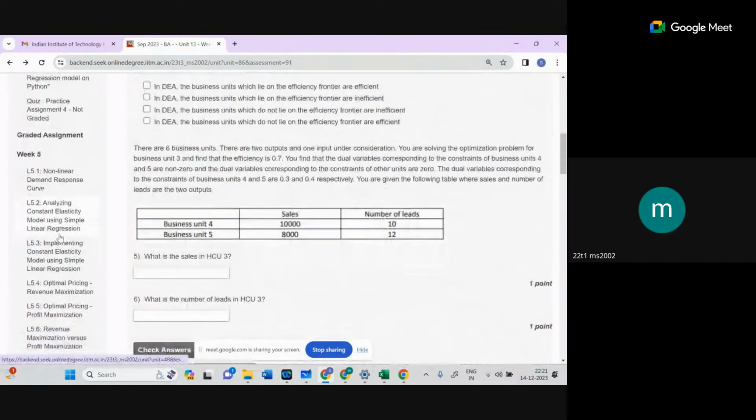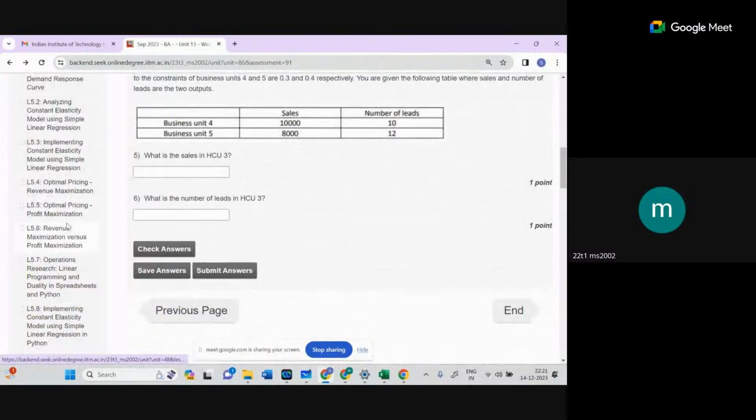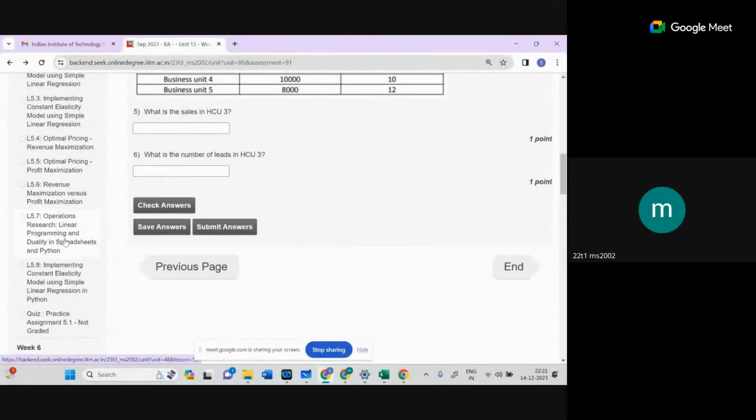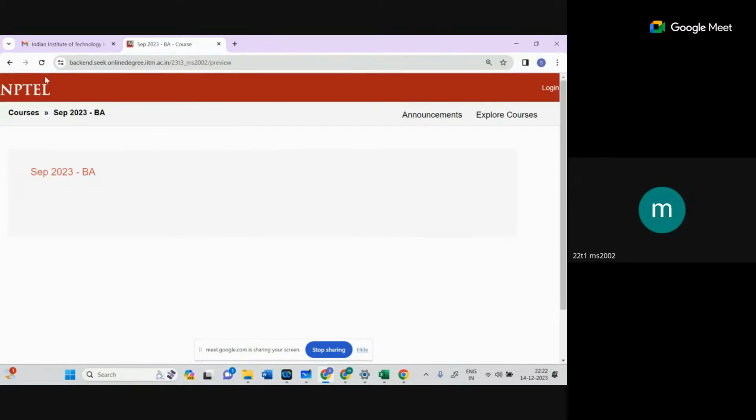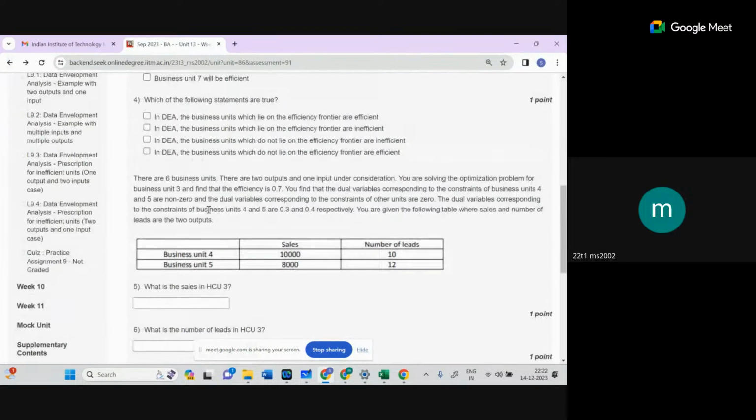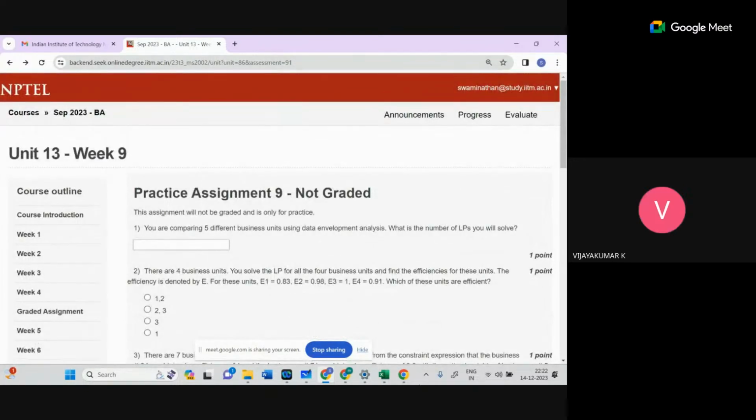Linear regression, optimizing price. Yes. Operations research, linear programming, duality in spreadsheets, Python. Right? This is that lecture. Just go through this. I recommend everybody to go through this. You will get a very good understanding of it. It's not logging in, unfortunately. 5.7. Just go through that, and next time you won't ask me. You will start teaching people.